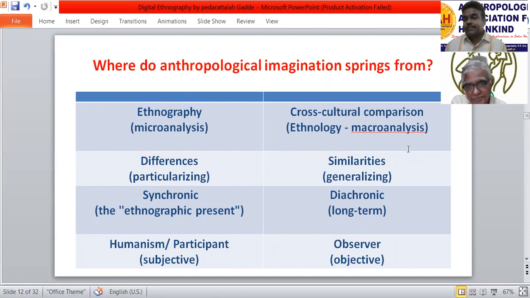Differences, particularizing. Bring the local people's uniqueness: what are the differences, what does the local context bring and communicate? Whereas similarities at the broader level, we see similarities among different cultures of the world, people's groups of the worldwide human planet. So why do we bring similarities? To generalize about human nature, human acquisition and human change.